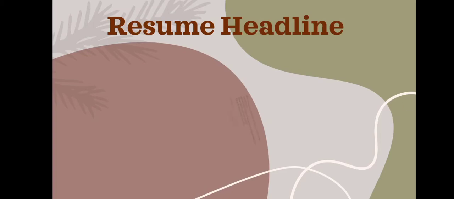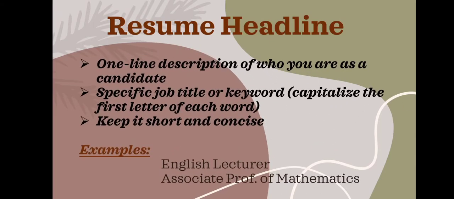The second thing is your resume headline. It is very important because the recruiter will jump to your headline to see who you are. It specifies what type of candidate you are or what your job specification is. It is a one-liner description of you as a candidate. A specific job title is used here. You have to capitalize the first letter of each word and write your resume headline short and concise.